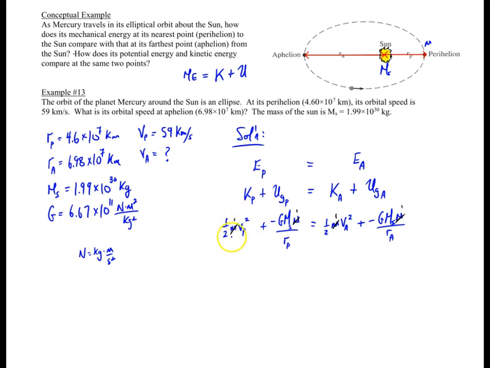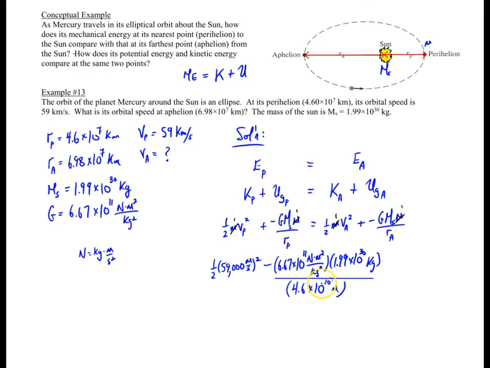So substituting in here, we will have 1/2 times the velocity at p, which is going to be 59,000 meters per second, squared. Then we have negative G. I'm just going to put this negative in front of the whole expression. And then the mass of the Sun divided by the distance between the Sun and the planet Mercury, which is going to be 4.6 times 10 to the power 10, because we don't want it in kilometers, we want it in meters. So we're going to have to raise that exponent up by 3 more, which is 10. And I'm running out of room, so I'm going to just shift things over a little bit.